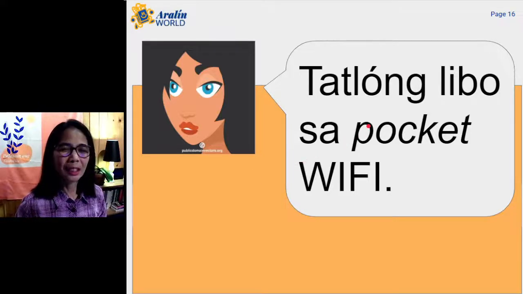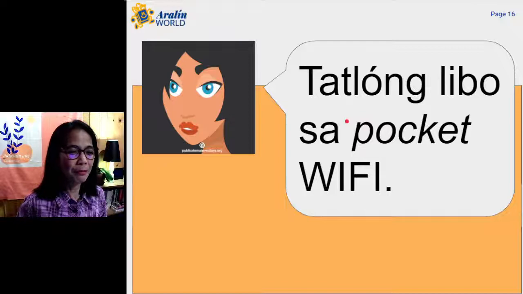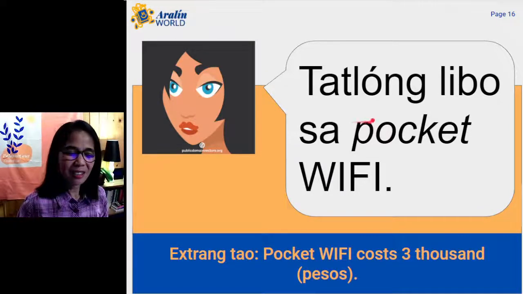Okay, this is what the lady said. 3,000 sa pocket Wi-Fi. And then, what does it mean in English? So, it means pocket Wi-Fi. In English, you mention the subject first. Pocket Wi-Fi cost 3,000. And then, of course, enclosed in parentheses, pesos, right?